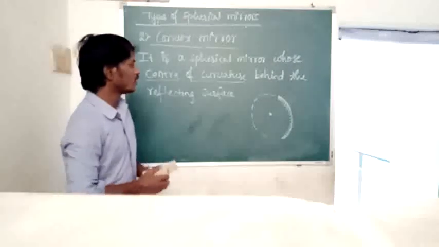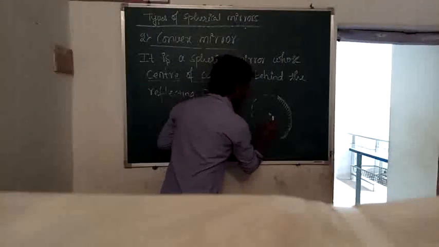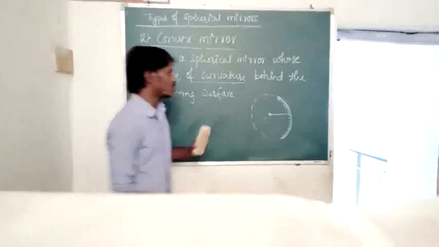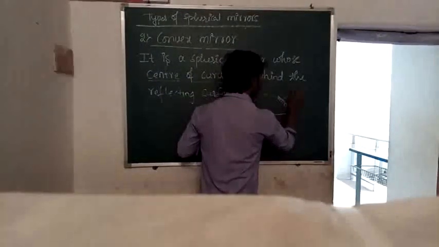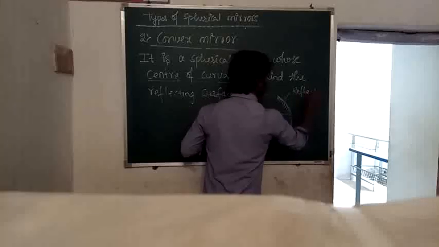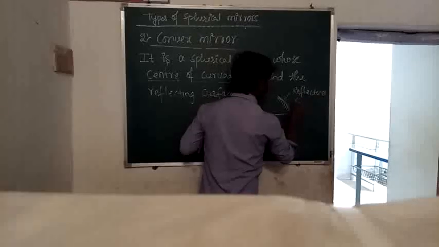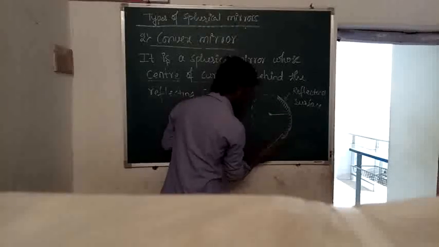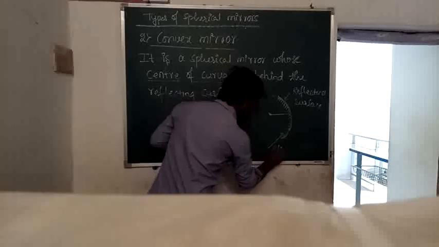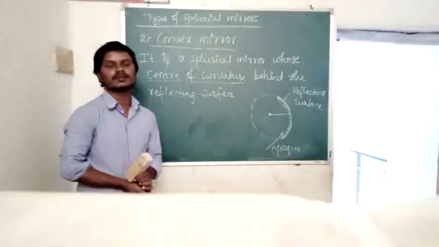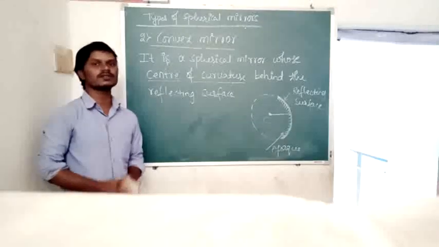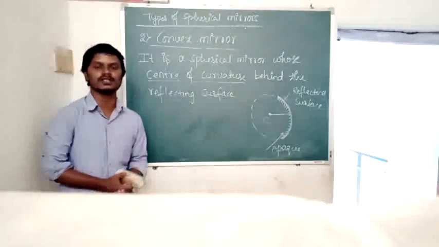So what is a convex mirror? A convex mirror is a spherical mirror whose center of curvature is behind the reflecting surface. Here it is the reflecting surface, and it is an opaque surface. Next we are going to discuss some terms related to spherical mirrors.